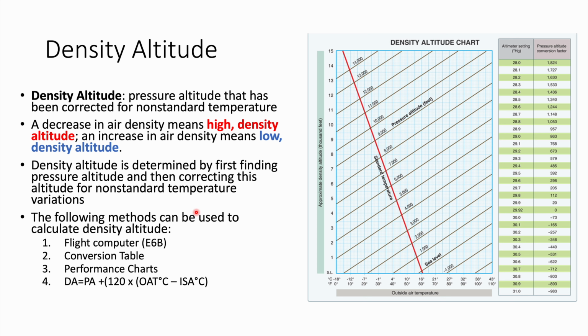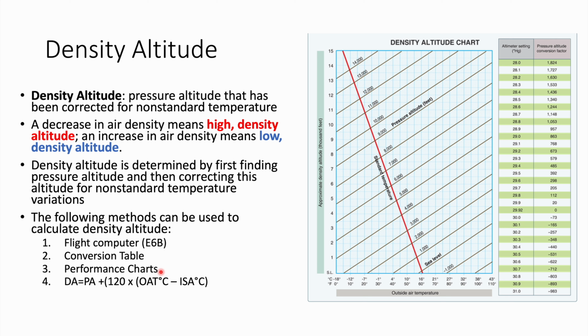So there's a few ways to calculate that. Again, using the flight computer, you can also calculate density altitude. Number 2, using a conversion table, which is what this image is right here. You'll most likely use this only on the written test. So the Cessna POH won't have a conversion table in it, and I'll show you why. So on the written test, you'll be given a table like this, and it will ask you to calculate density altitude. Number 3 says performance charts.